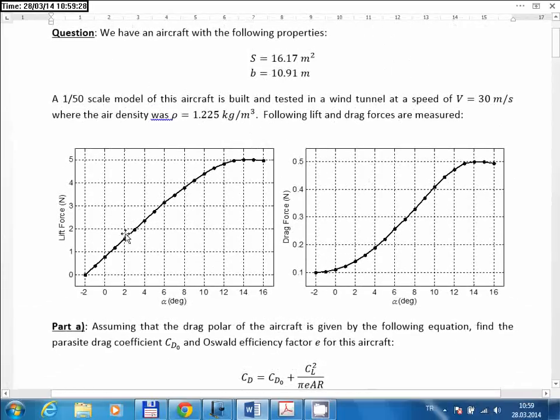So this plot is given in terms of dimensional lift values. So you should convert this to non-dimensional lift coefficient values, and then from there you will be able to get the corresponding angle of attack.